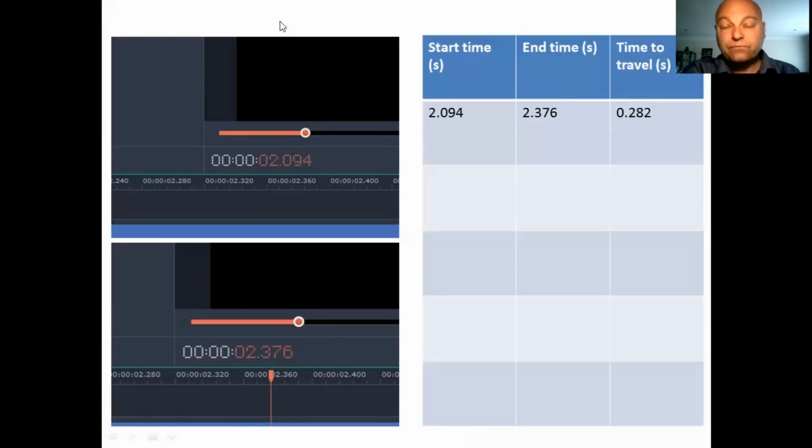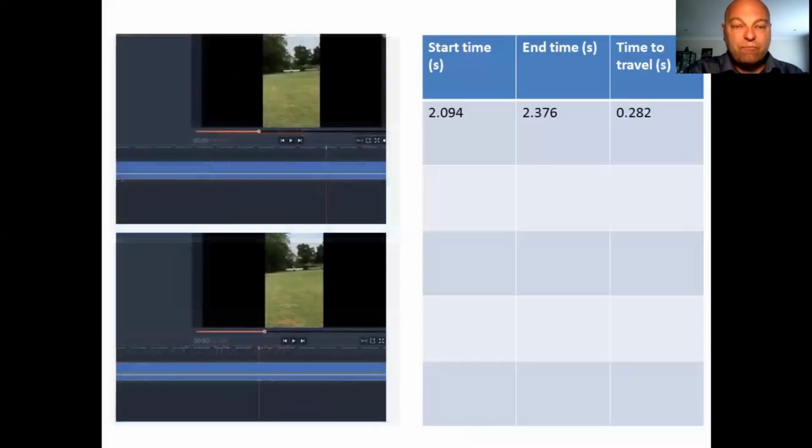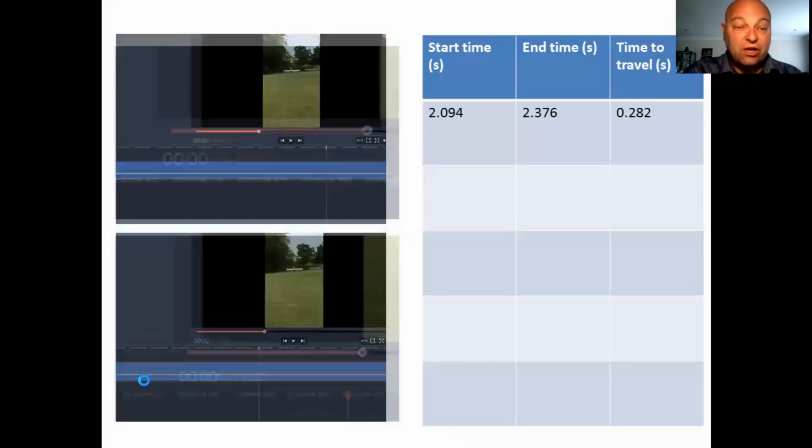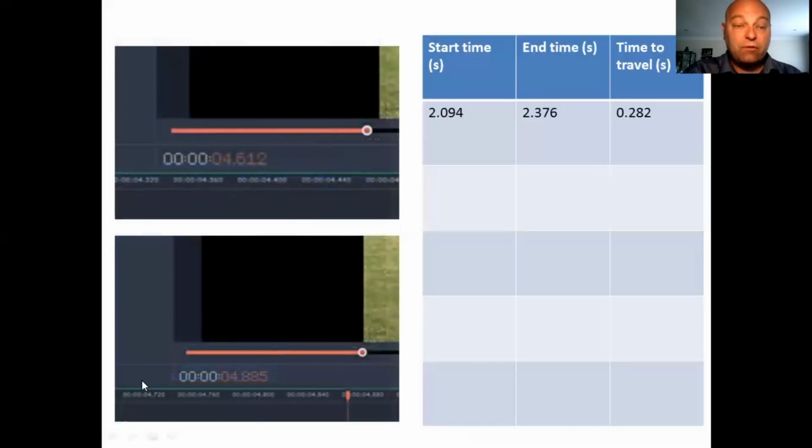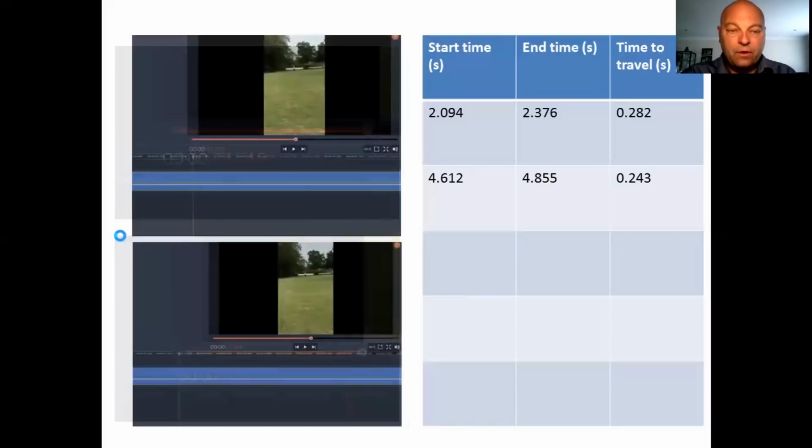So if you've got them written down in your table, let's look at the next one, because she banged the blocks together several times. So on the second go, it started at 4.612 seconds, ended at 4.885 seconds. So let's put those numbers into the table. Pause the video if you can't write them down that quickly. So there's our second set of readings, 0.243 seconds, quite similar to the first one.